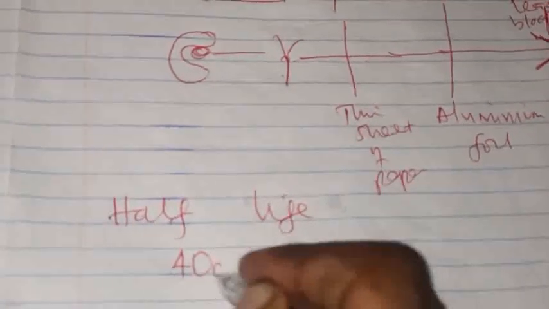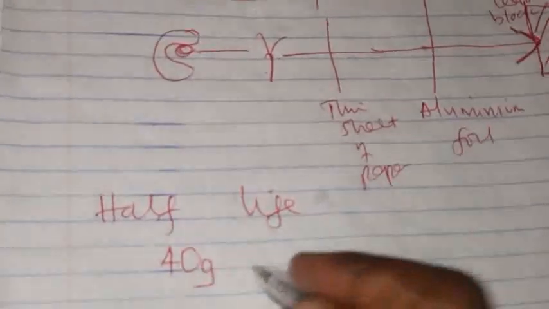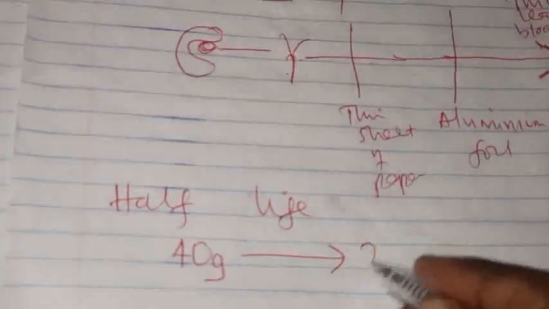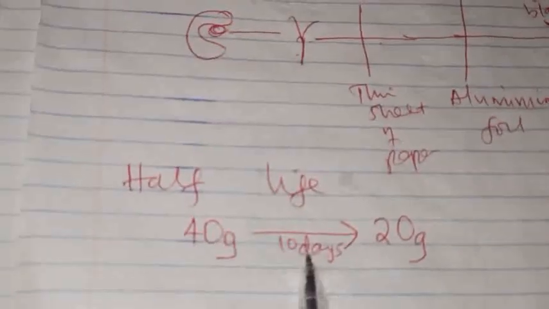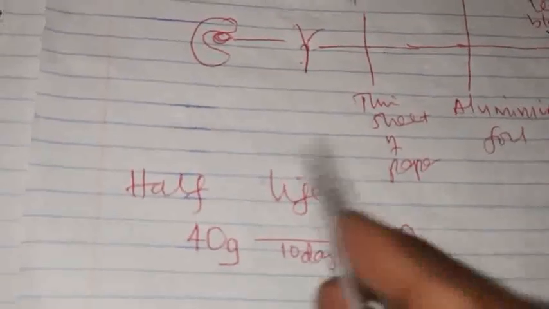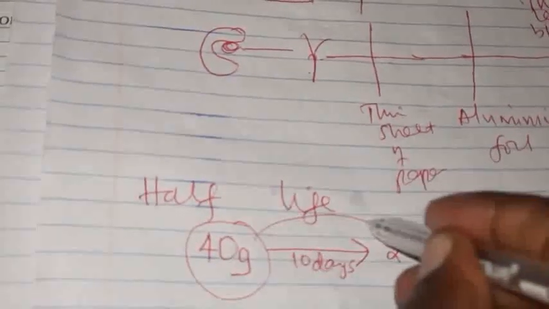For example, let me say there's a radioactive substance which is 40 grams. Then it decomposes or disintegrates or breaks down to give another nuclide with 20 grams, and maybe it has taken 10 days. The time taken, that's now 10 days, for a radioactive substance or nuclide to reduce to half its original mass is what we refer to as half-life.